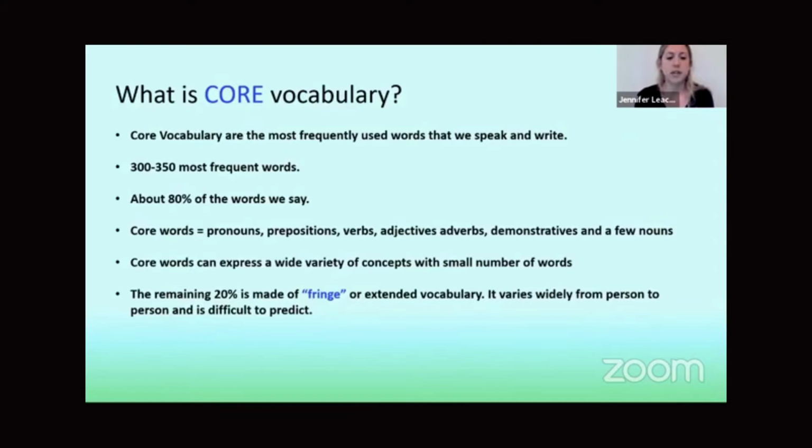And the remaining 20% is made up of fringe, which is the extended vocabulary. And it varies widely from person to person, and it's difficult to predict.